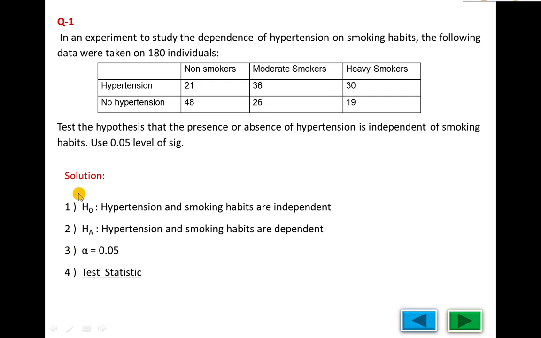So the null hypothesis will be: hypertension and smoking habits are independent. Alternate will be: hypertension and smoking habits are dependent, or not independent. We write according to the statement or variables. Third step, level of significance alpha. Fourth step, test statistic. Before the test statistic, the test value, we will find the expected frequencies.